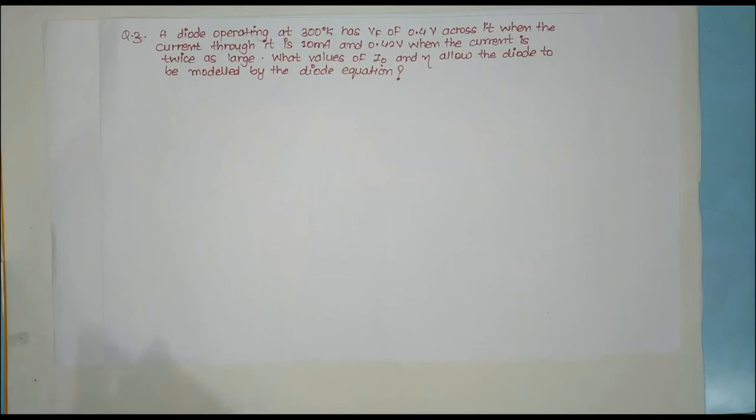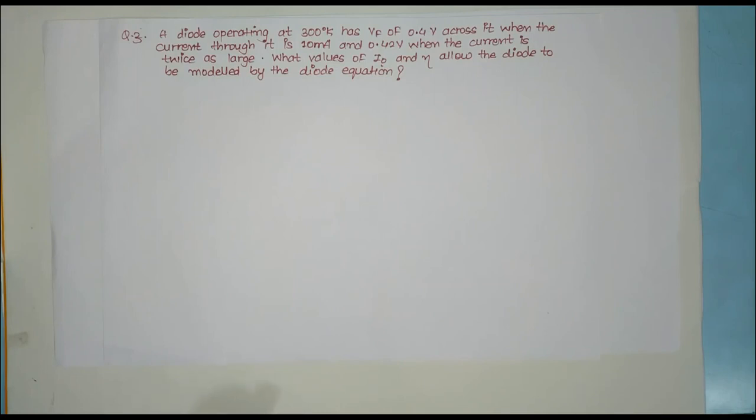I am Dhruvi and today we'll be continuing with the mathematical expression for the diode current equation and a few more topics. So this is the question that says: a diode operating at 300 degrees Kelvin has a forward voltage of 0.4 volt across it when the current through it is 10 milliamperes, and 0.42 volt when the current is twice as large. What values of IO and eta allow the diode to be modeled by the diode equation?